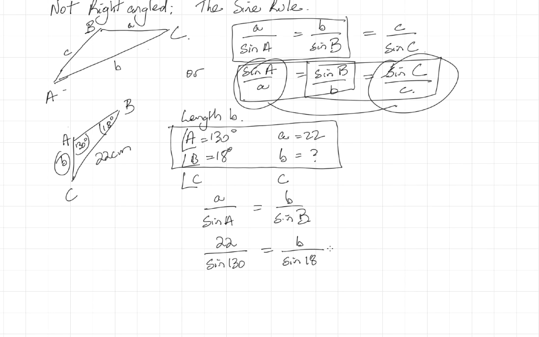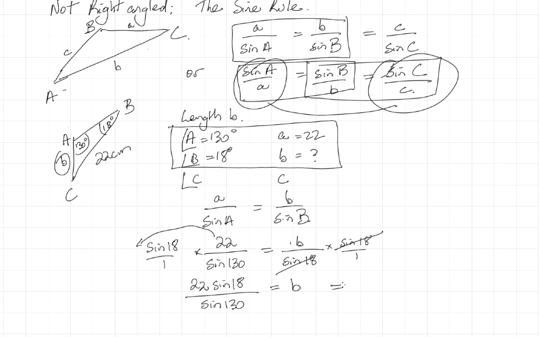Now you don't have to work anything out with your calculator yet. We can get B by itself. To get B by itself, we multiply both sides by sine of 18 over 1. That will allow those to cancel out, and we get B over 1, which is B. So B equals, now it is common to put any numbers before the trig ratios, so we'll go 22 sine 18 all over sine of 130.